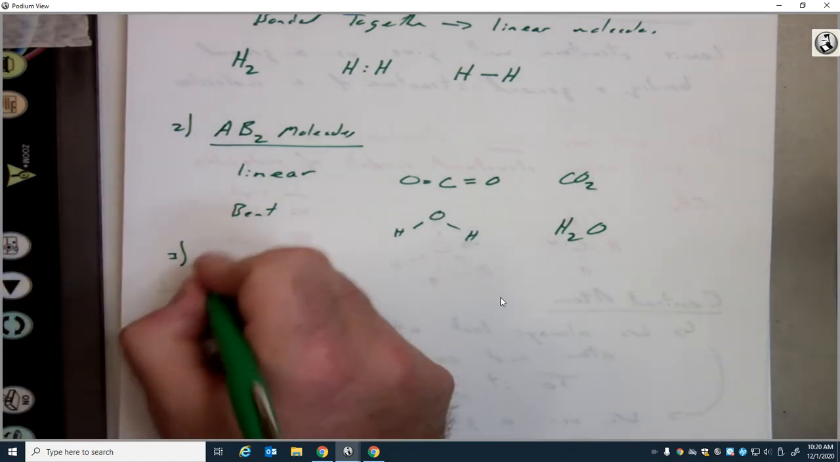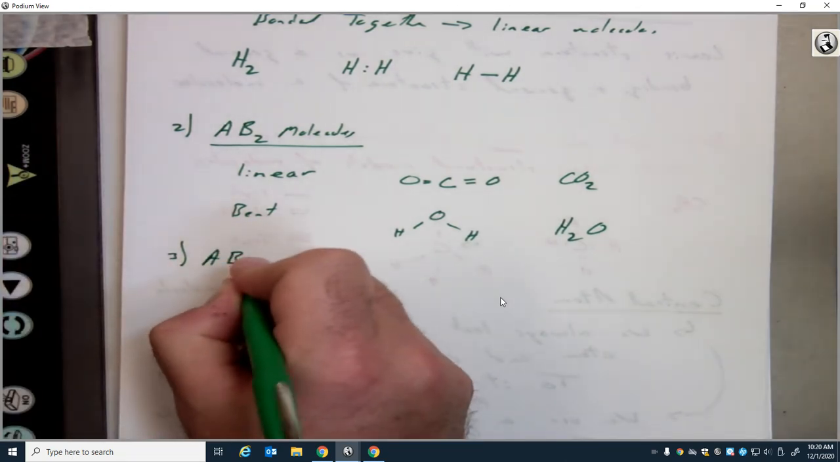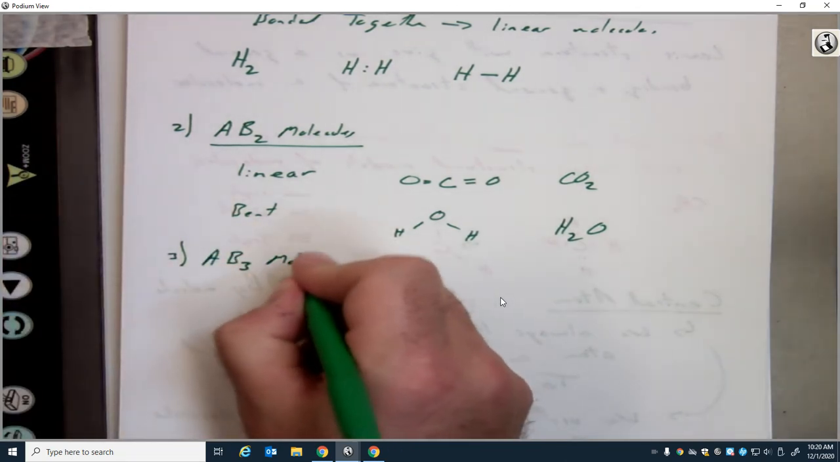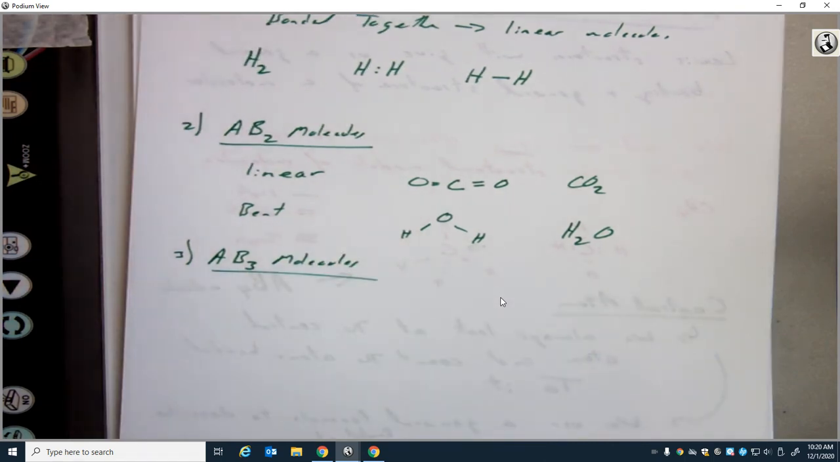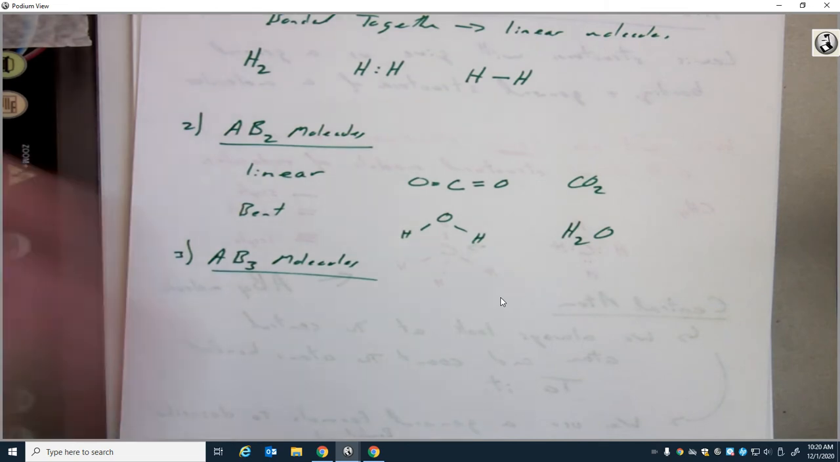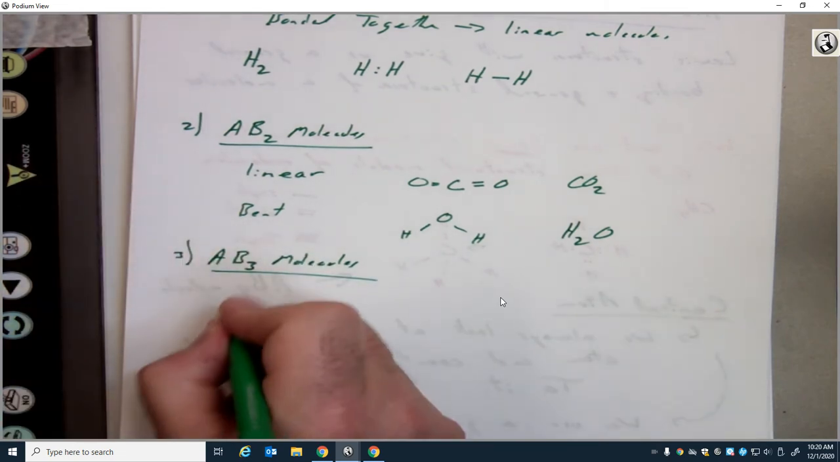Now we're going to talk about AB3 molecules. And they can take 3 shapes. We can have something called trigonal planar.